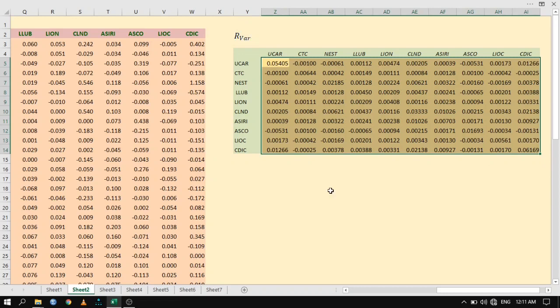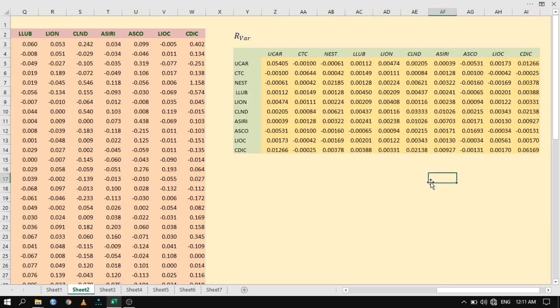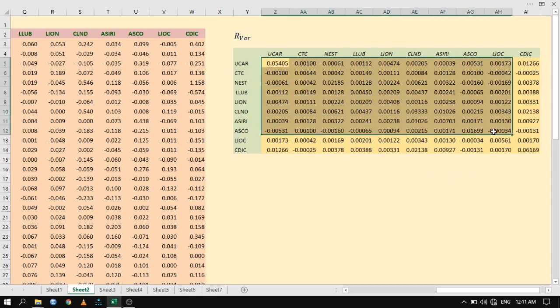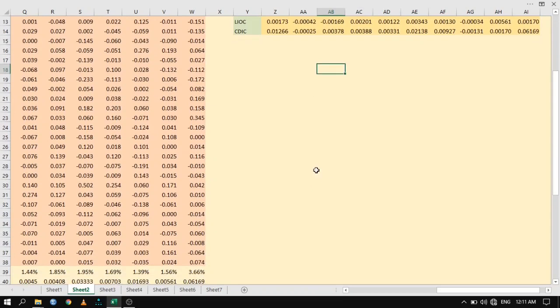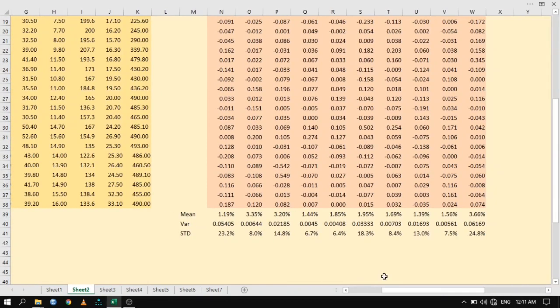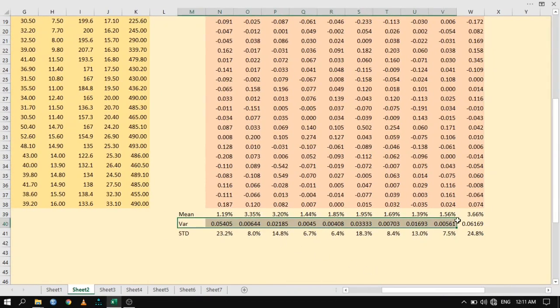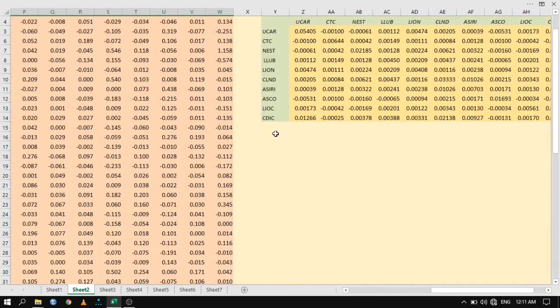So this variance and covariance matrix is very important when it comes to portfolio optimization. We do a lot of calculations based on this variance covariance matrix. So let me copy this variance information here, then bring it up.